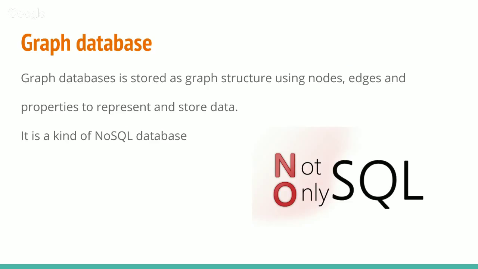The graph database is stored as a graph structure using nodes, edges, and properties.